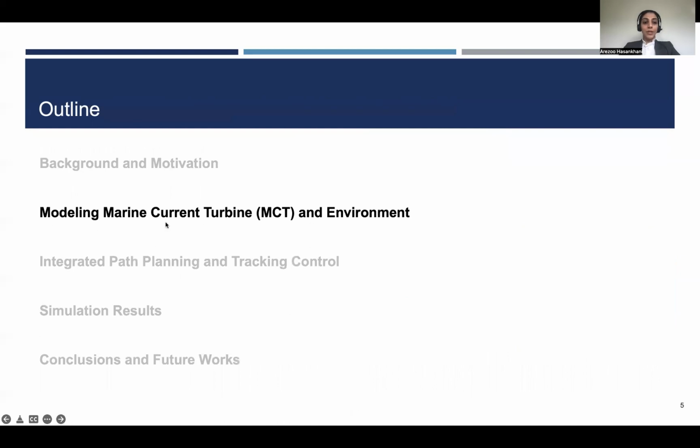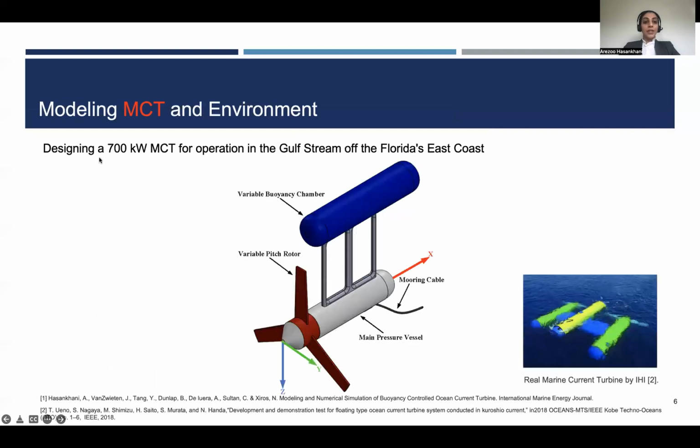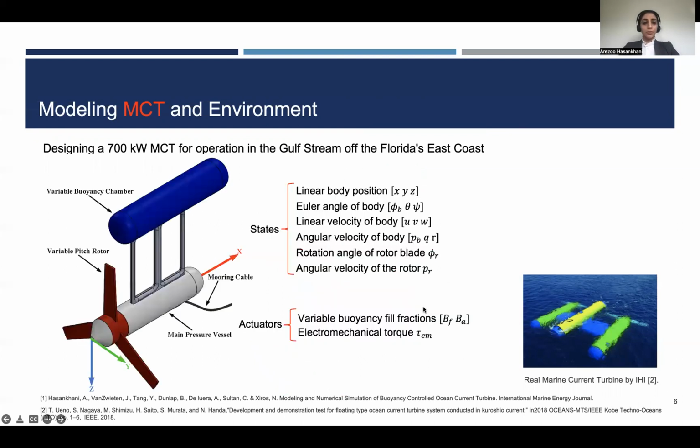At first, I discuss the modeling of the buoyancy control MCT and the oceanic environment. We designed a 700 kilowatt MCT system, which is initially designed to operate in the Gulf Stream off Florida's East Coast. This system is designed for the real environment, and we use some sample systems such as the MCT designed by a company. This system includes two variable buoyancy tanks, which are located in one variable buoyancy chamber, also the main body, the variable pitch rotor, and the mooring cable, which is used to attach the system to the seafloor.